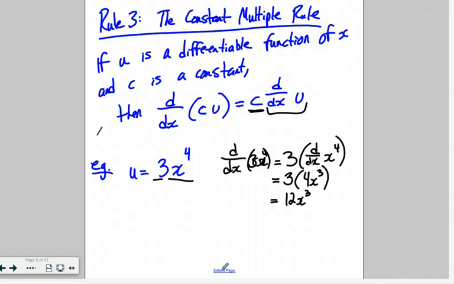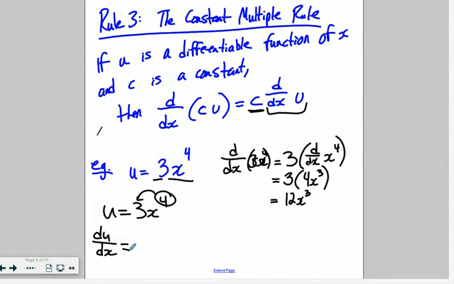Now you can see that, just as simply, if u is equal to 3x to the power of 4, you can also look at it as: again, we take that exponent, bring it down, and multiply it by that leading coefficient. So our derivative function, du dx, is going to be 4 times 3, which is 12x to the power of 3, because we're dropping that exponent by 1.